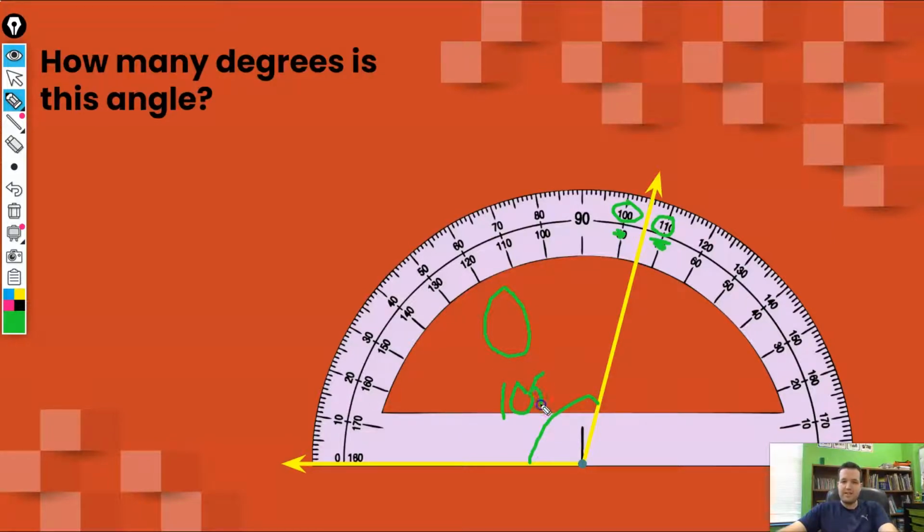And again, that should make sense to you because here's the 90-degree mark, my little squiggly 90-degree mark. And then you can see that if that's 90 plus, from here to here is 10 degrees, plus another 5, 90 plus 15, that's 105 degrees.